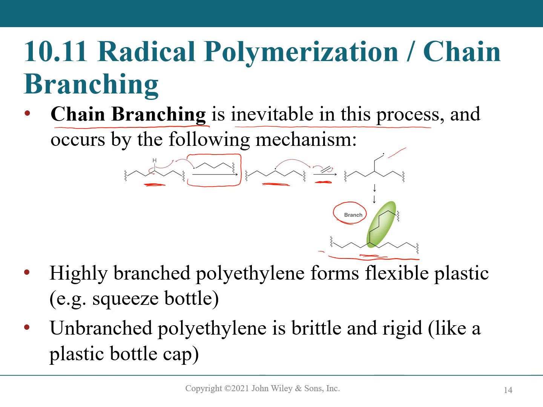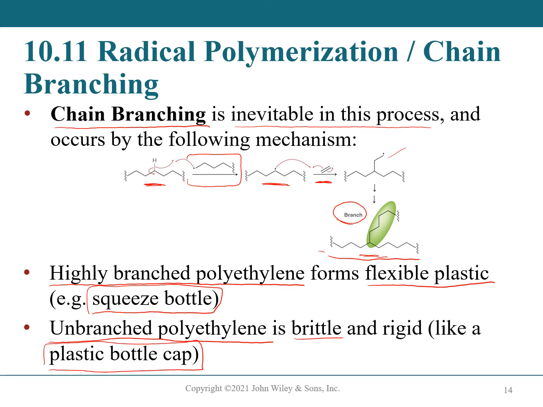And it's desired in some cases because highly branched polyethylene forms basically flexible plastics, right? You think about a squeeze bottle, those are polyethylene that are flexible, whereas unbranched polyethylene is usually very brittle and rigid. It's kind of like a plastic bottle cap, right? You have much harder plastics. You don't want your plastic bottle cap to be soft and flexible because you want it to be able to hold the water in your container.